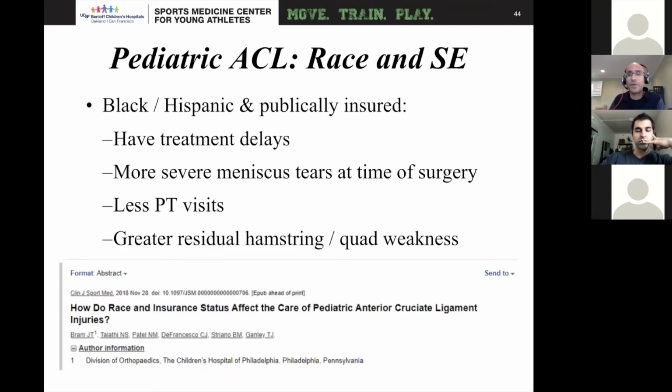And then you look at Philadelphia. So we basically got LA, we've got Colorado, and then we go all the way out to the East Coast into Philadelphia. And they looked at their pediatric patients as well, too. And they found that Black, Hispanic, and publicly insured patients had treatment delays. They had more severe meniscus tears at the time of surgery. They had less PT visits, and they had greater residual hamstring and quad weakness. So you can see how at every different level, whether it's getting in at the post-surgical level or even afterwards, how insurance status will affect the outcomes of these patients. And then you have this kid at 13, 14, or 15 who already has a poor outcome, and their die has already been cast in terms of what their health may be when you look at them 20, 30 years down the road.